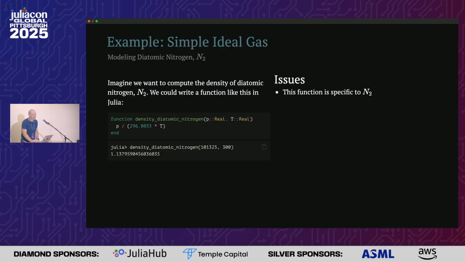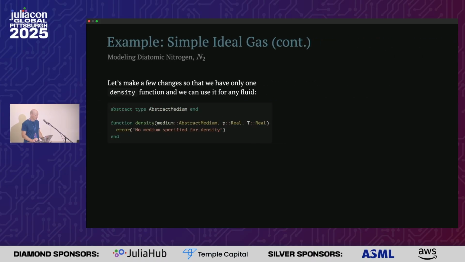There are a couple of issues with this function. One is that it's highly specific to diatomic nitrogen. Another is that the function signature is kind of ambiguous. I don't know which of these two positional arguments is pressure or temperature unless I'm actually looking at the function signature. So I could reverse them and I get a very different number. You'll note it does not end in 6035.